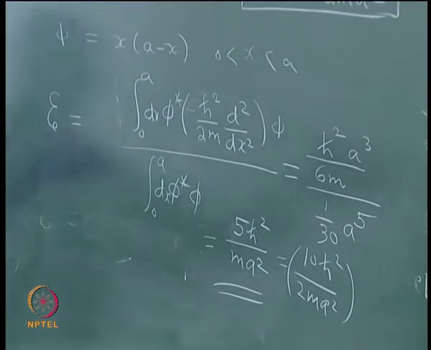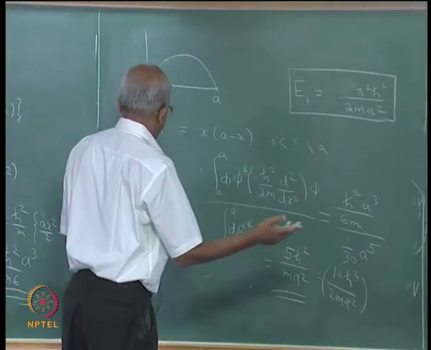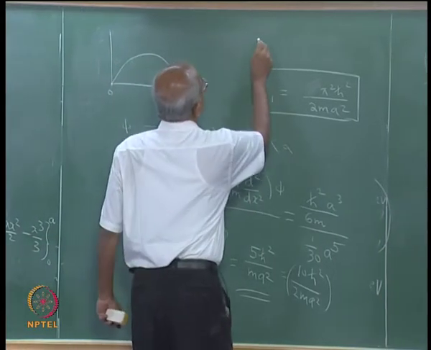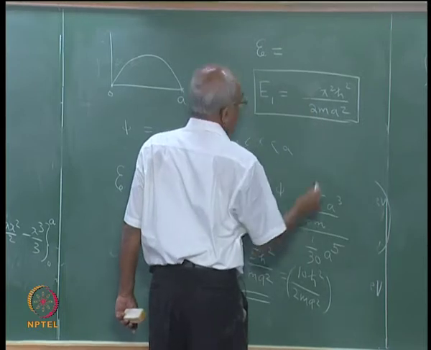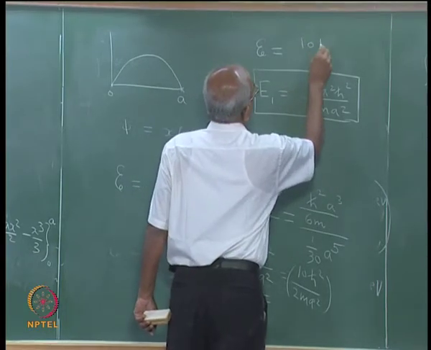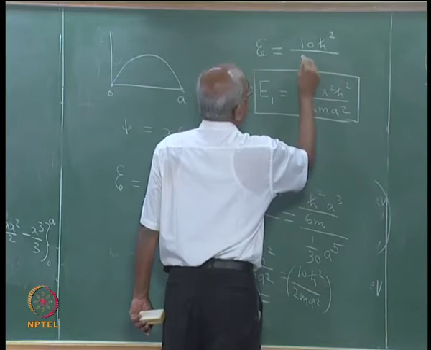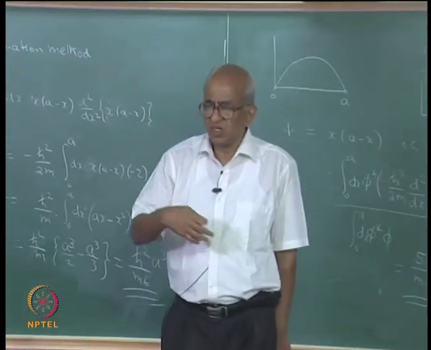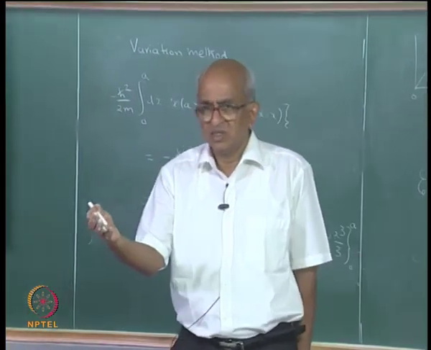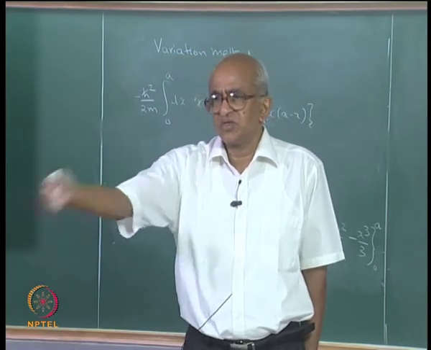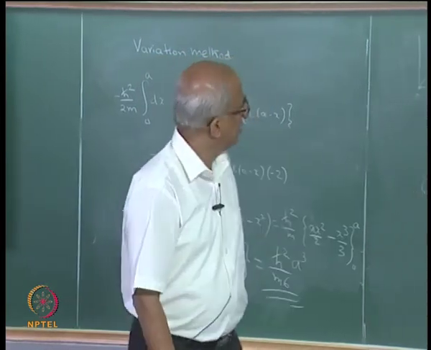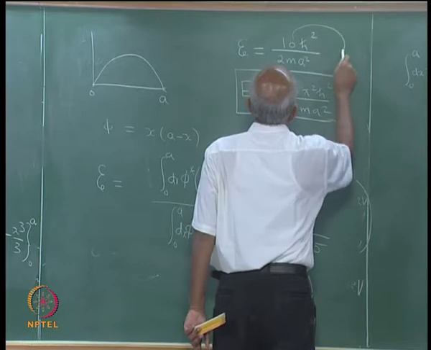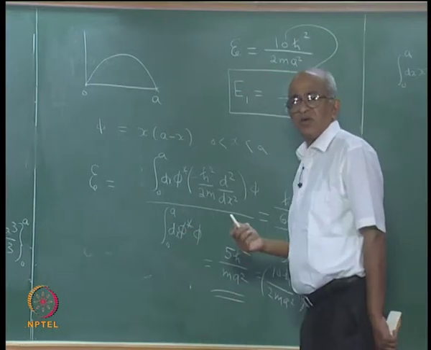So the result of all these calculations, which are not difficult but perhaps tedious, is that script E is 10 h cross square divided by 2 m a square. This is your value of script E using this very approximate wave function, which we just guessed. All that we used was that the function should vanish at the boundaries of the box, that is all. And if you look at the actual expression, instead of this 10, you have pi square, that is all.